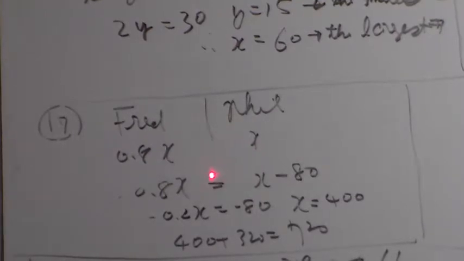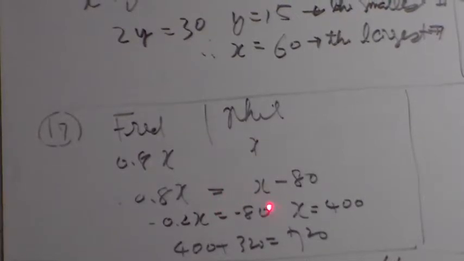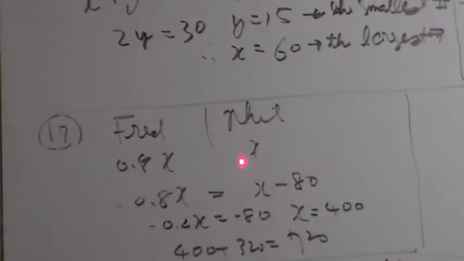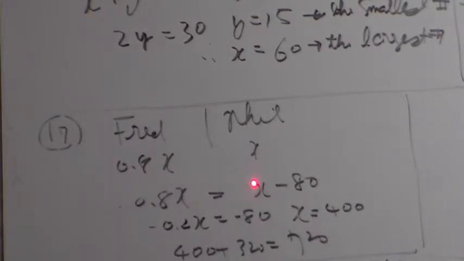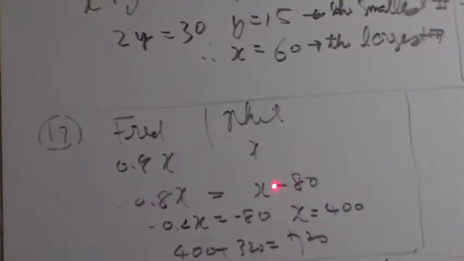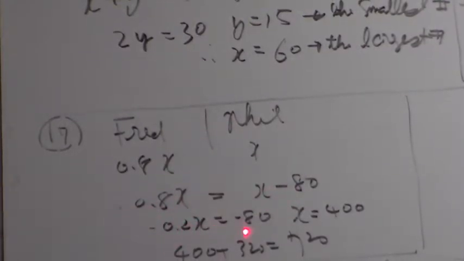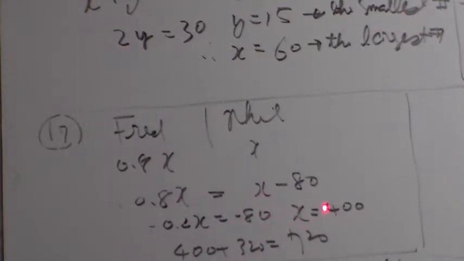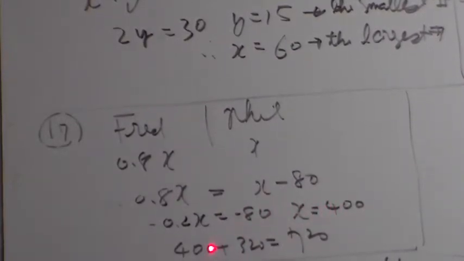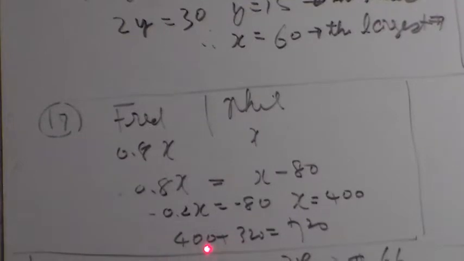So to make it equal, we know the fact Phil has 80 more. So to make it equal, x minus 80. That means Phil has x shells, then minus 80 is equal to 0.8x. To make it equal, you have to subtract 80 over there. Then simplification, minus 0.2x is minus 80, so x is 400. So how many total together? Okay, so plug x over there, 400 plus 320 is 720.